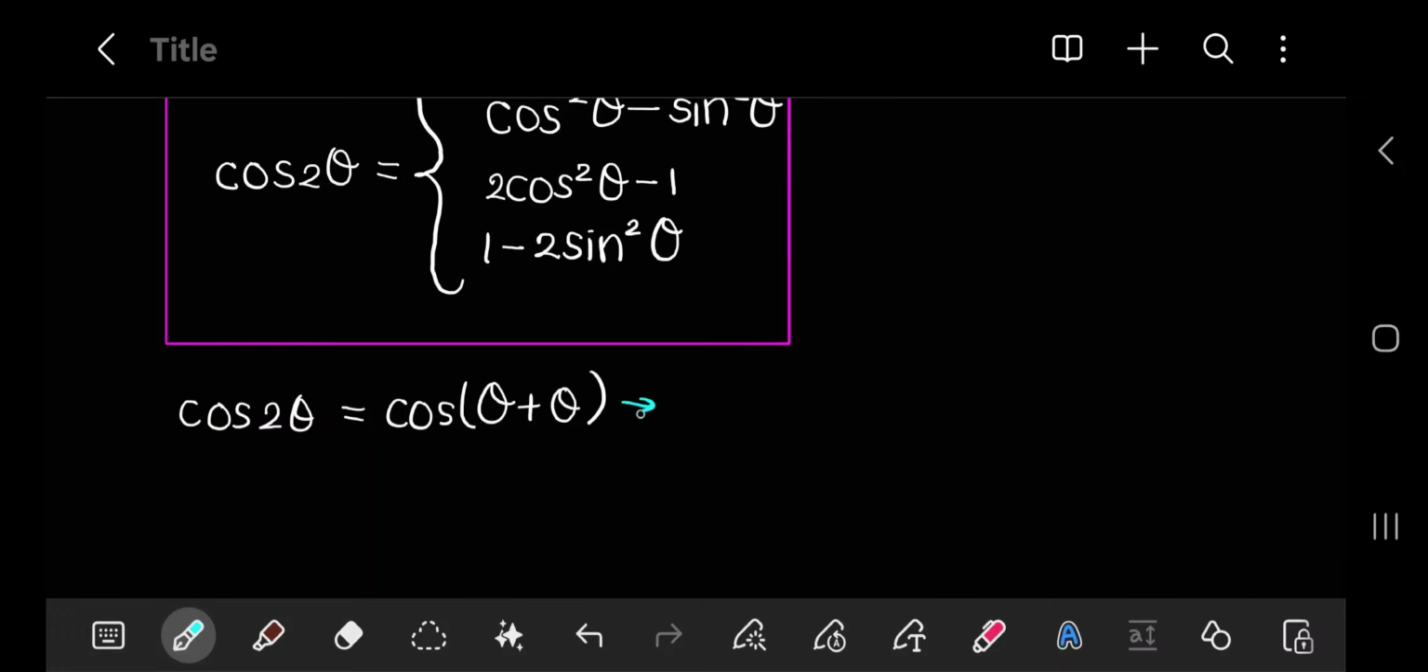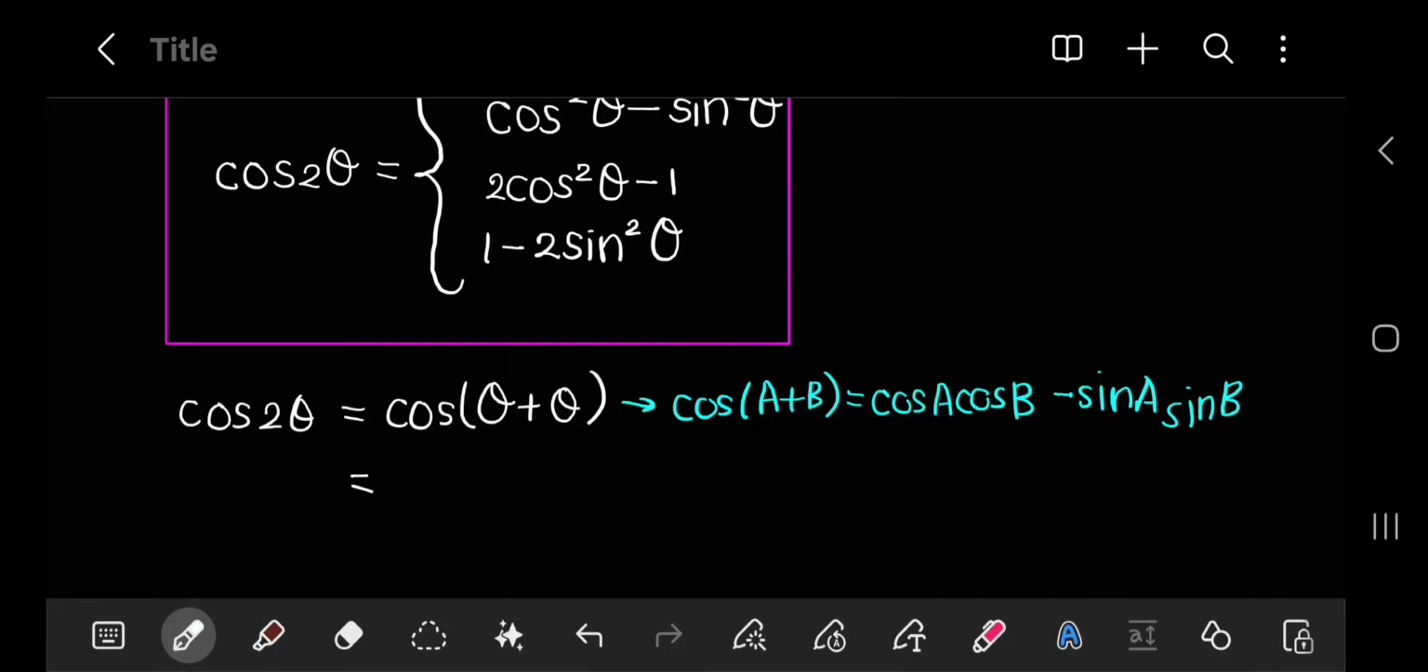Now, it's important to take note of that format. We have cos A plus B. And the expansion for cos A plus B would be cos A cos B minus sine A sine B.